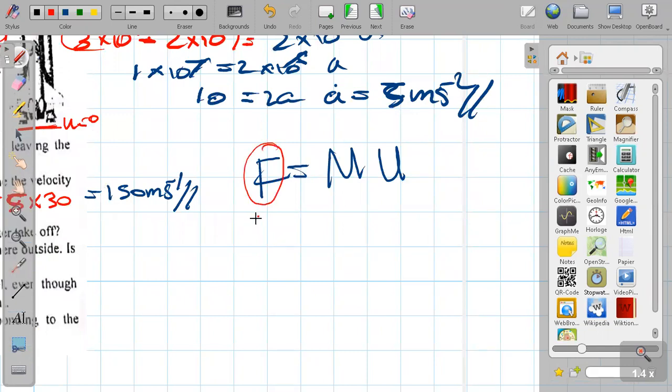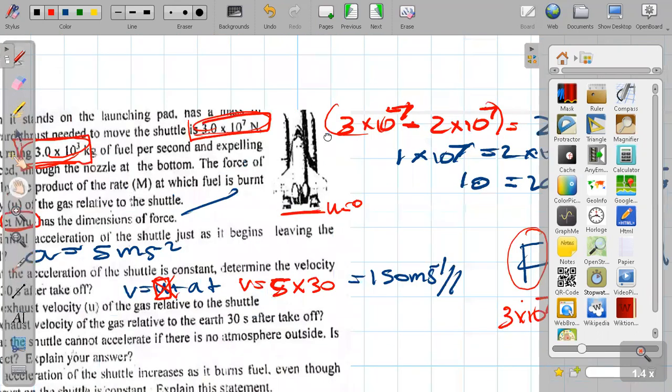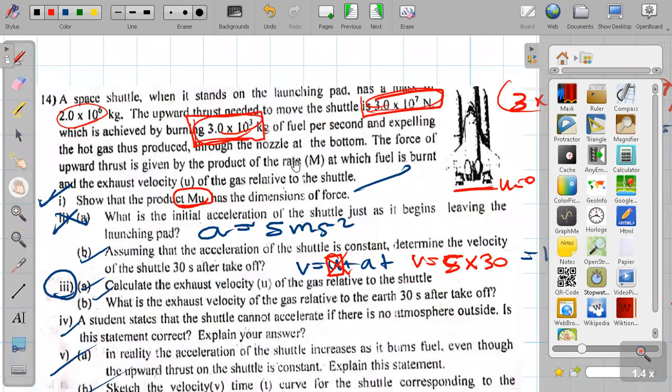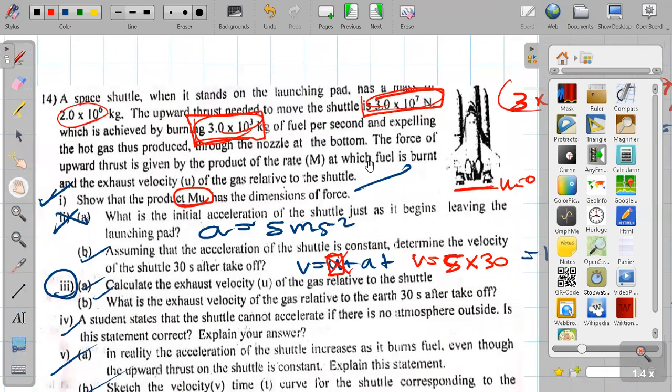So this is given, like 3 into 10 to the power 7 is the driving force. M is not the mass of the shuttle. It says the rate at which fuel burns.